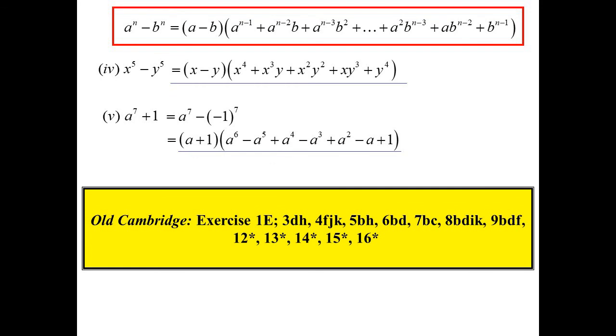Now, our textbook doesn't have an exercise on that, which is a shame. But I have photocopied, and I believe it's in the sheets. I seem to remember doing that. The old Cambridge textbook, exercise 1E, some of those.